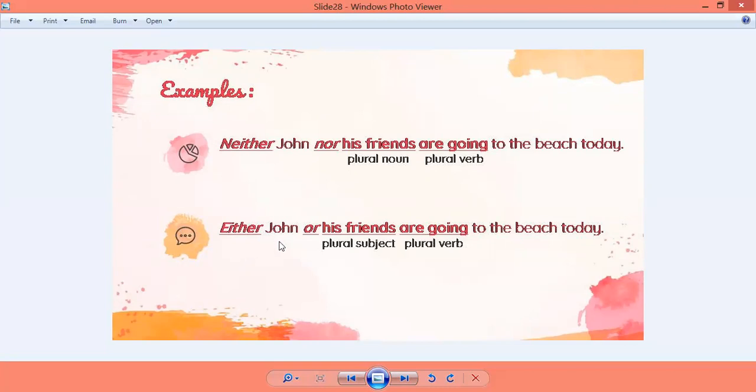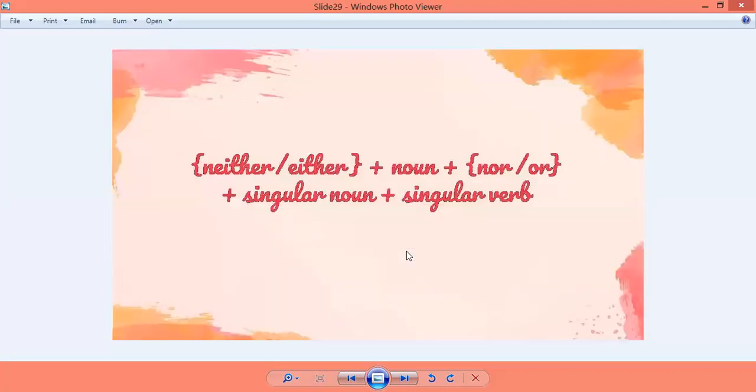Next, either John or his friends are going to the beach today. या तो जॉन जा रहा है या फिर उसके दोस्त जा रहे हैं. That is the meaning of the sentence. बीच, राइट. इधर नॉर, या तो जॉन जा रहे हैं या फिर उनके फ्रेंड्स जा रहे हैं. Let us see again. After nor, his friends is used. His friends is plural. और यहाँ पे plural है इसलिए क्या करेंगे? हमारा जो verb है वो भी plural आएगा. Right? Are going. You see how it is working?